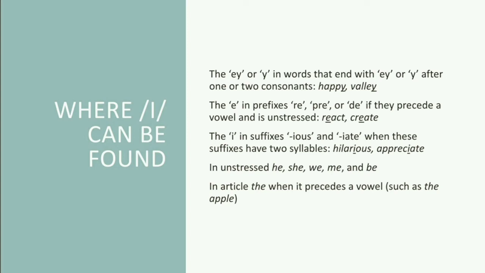So, where can i be found? We find i occurring in the first one, the i or y, in words that end with i or y after one or two consonants. For example, happy and valet. In the e in the prefixes re, pre, or de, if they precede a vowel and are unstressed. For example, react and create. The i in the suffixes ious and iate when these suffixes have two syllables. For example, hilarious and appreciate. In unstressed he, she, we, me, and be. In the article the when it precedes a vowel, such as the apple.